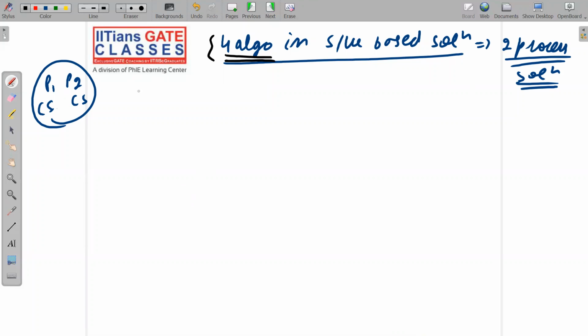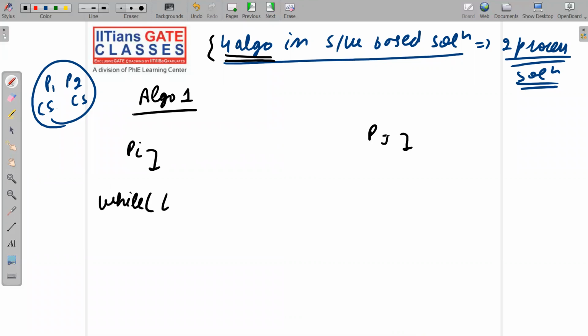So let me tell you the first algorithm, algo number one. This is very simple. We have two processes, PI and PJ. So what is PI saying? PI is saying: while turn is not equal to I, do nothing; then CS; and then turn is equal to J.